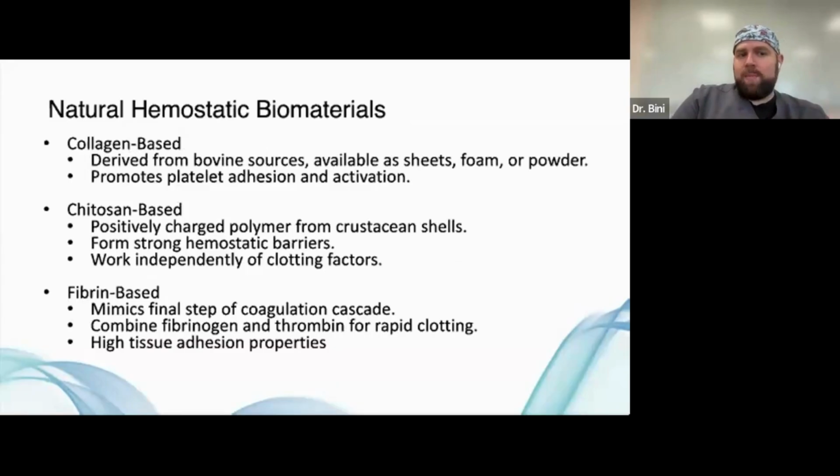Some hemostatic biomaterials are natural, so they're either collagen based, derived from bovine, or chitosan based, or fibrin based. So there are several different materials that can be used as natural hemostatic biomaterials. They're acquired from crustacean shells or from the final step of the coagulation cascade. Those are often very, very expensive to acquire because you need to harvest them from something alive.